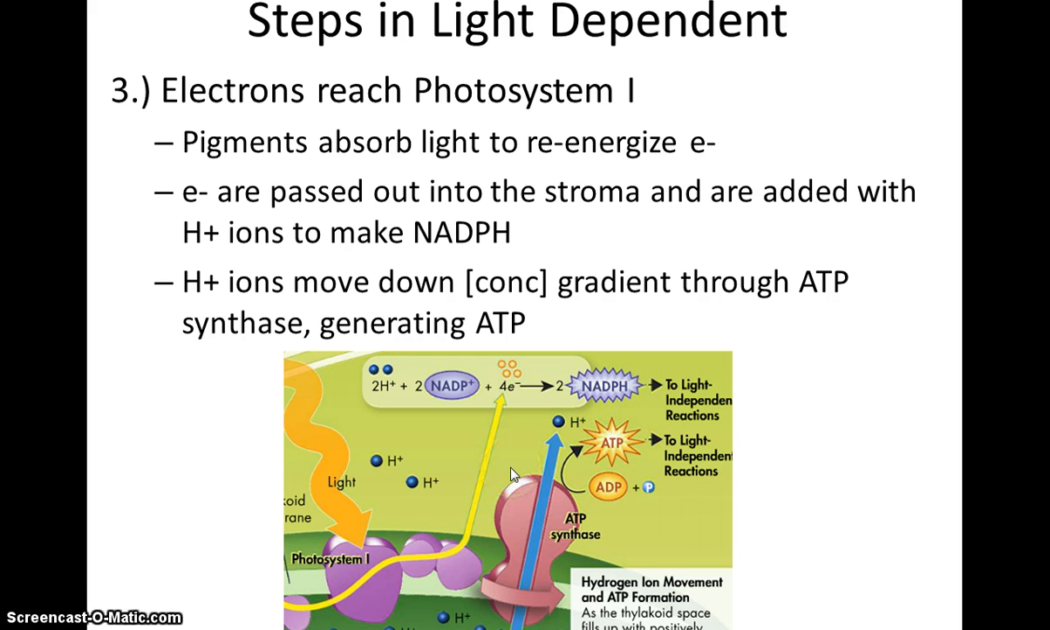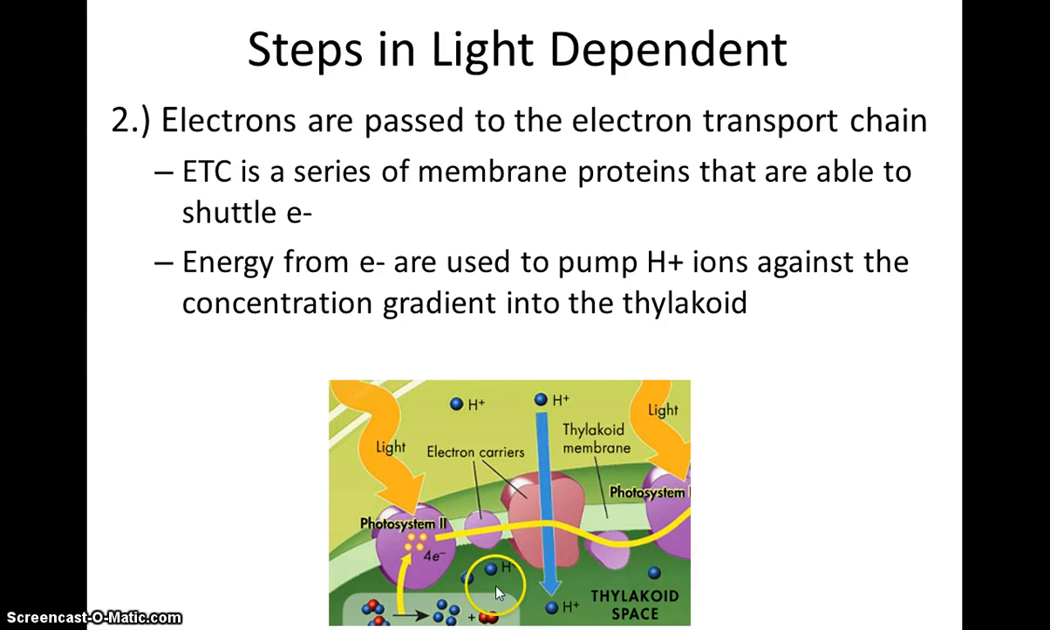And looking at the structure of the chloroplast yesterday, remember the stroma was just the liquid that's basically everywhere in the chloroplast that the thylakoids are not. These electrons that come out are going to get added with hydrogen ions to make NADPH. Now those hydrogen ions, if we remember before, got pumped into the thylakoid during the second step due to the electron transport chain.